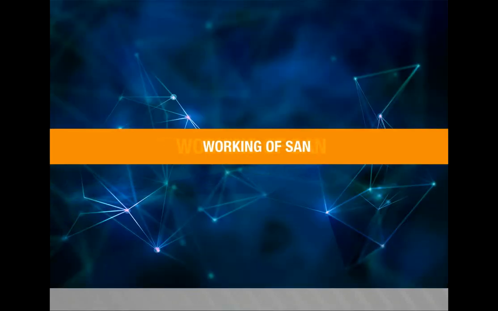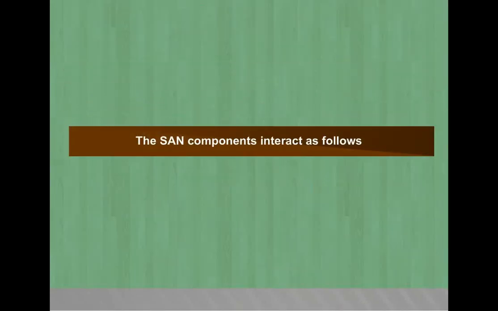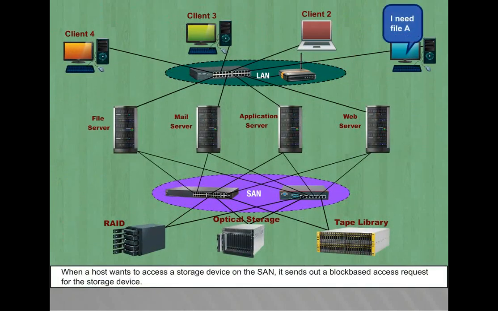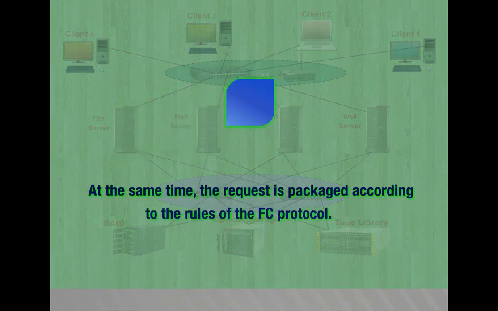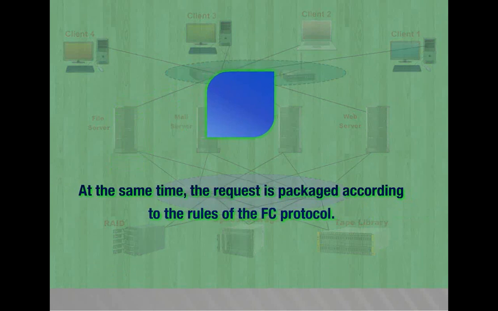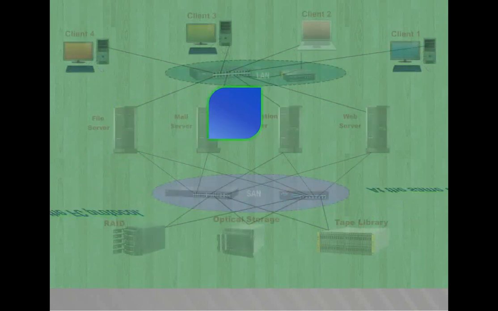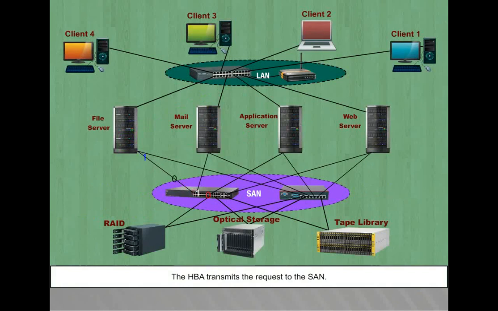Working of SAN. In this video, we are going to learn about working of SAN. The SAN components interact as follows. When a host wants to access a storage device on the SAN, it sends out a block-based access request for the storage device. SCSI commands are encapsulated into FC packets. The FC packets are converted for transmission on the fiber optic cable. At the same time, the request is packaged according to the rules of the FC protocol. The HBA transmits the request to the SAN.